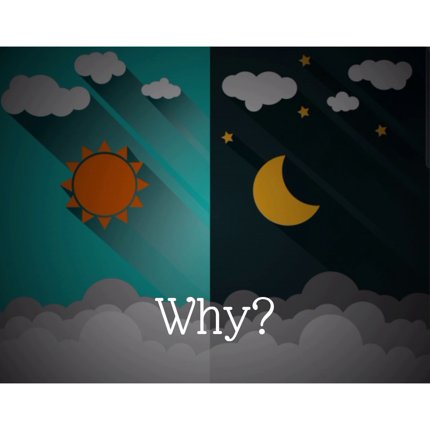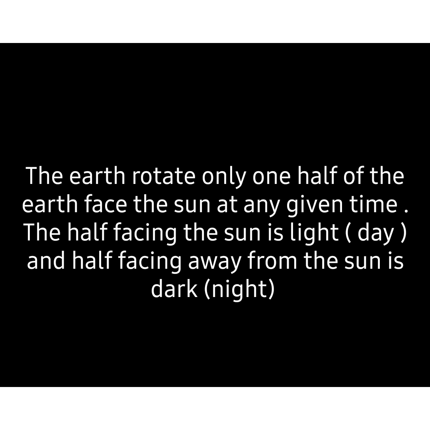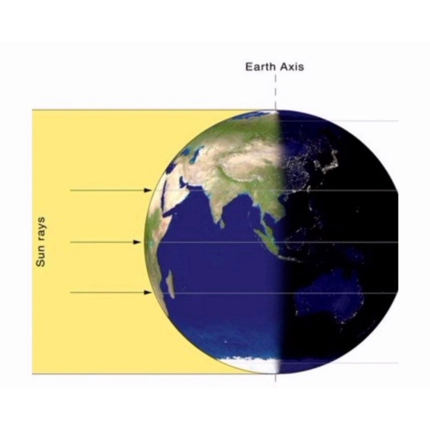Now you may get a question: why does half of the earth get light and half of the earth get no light at the same time? The fact is the earth receives light from the sun. Due to the spherical shape of the earth, only half of it gets light from the sun at a time, and the portion facing the sun experiences day, while the other half that does not get any light experiences night.